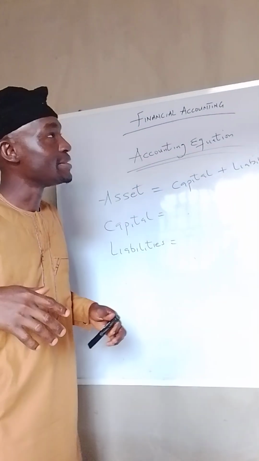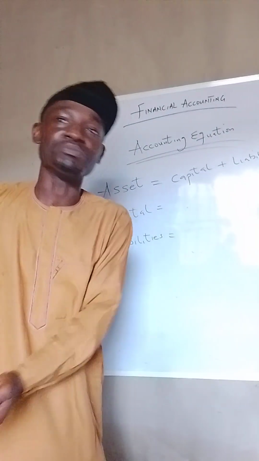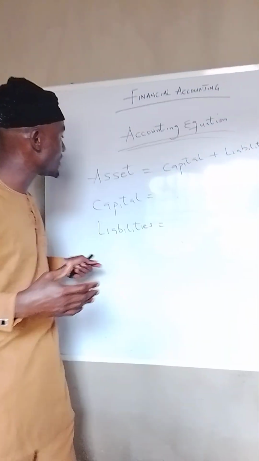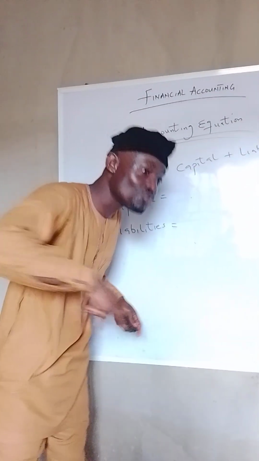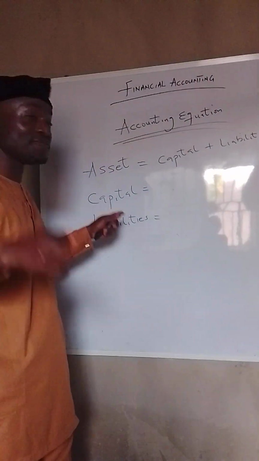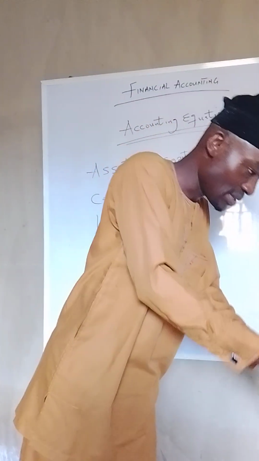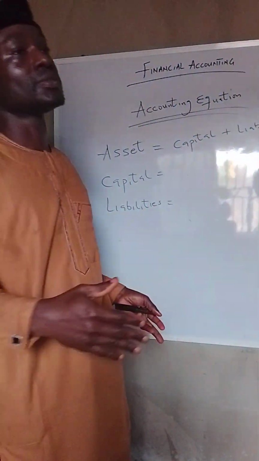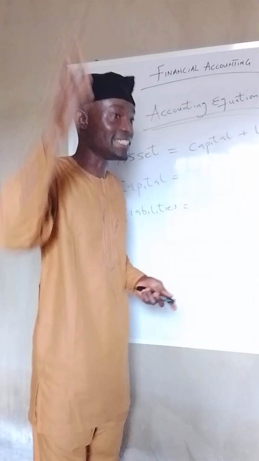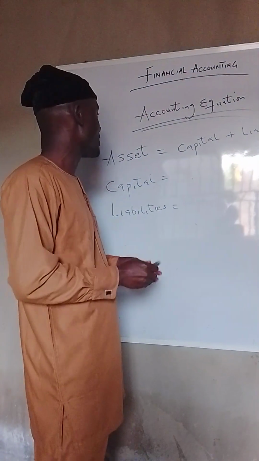Their durability is not up to a year. They are less than 12 months, so your current assets are usable within 12 calendar months. Any asset that is beyond that is a fixed asset. But any asset whose duration is between day one and 12 months, that is less than a year, that's what we call current asset.